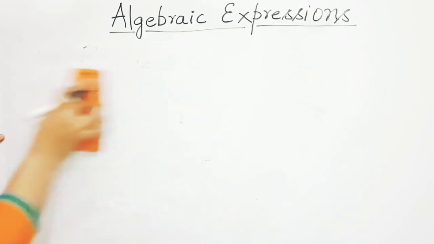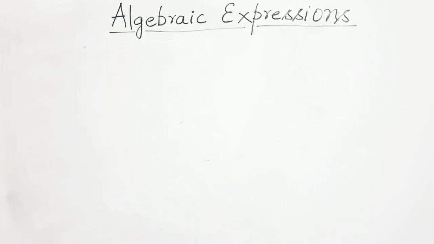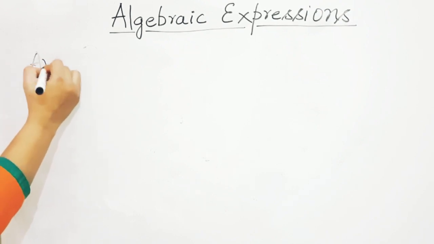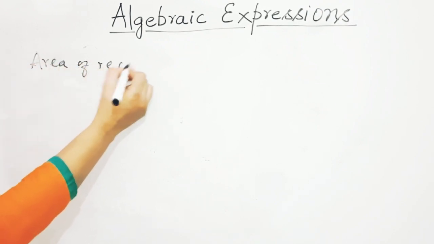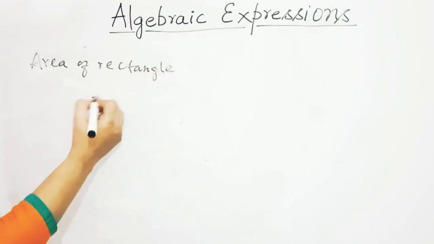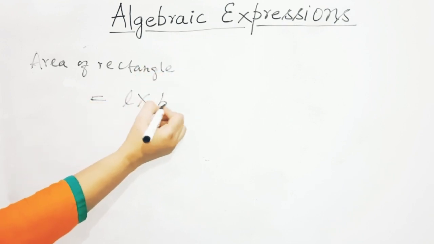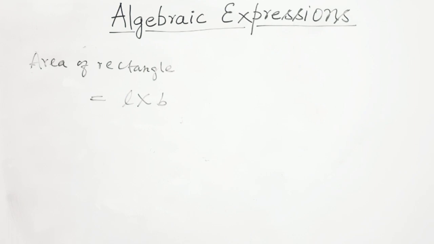One example that can be taken is, what is area of rectangle? You all know that. What is area of rectangle? If you know the formula, you have to comment down in the comment section. It is length into breadth. Right, students? Now you have to tell me, in area of rectangle, are there any constants?